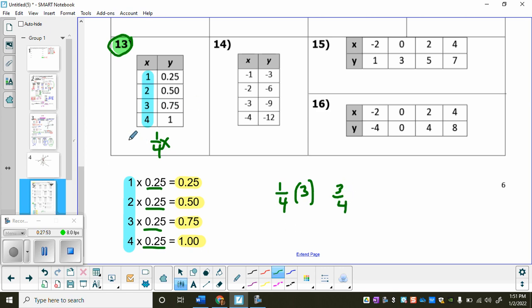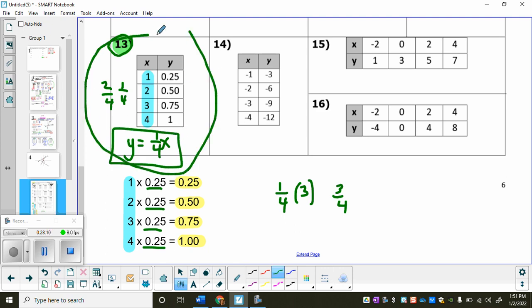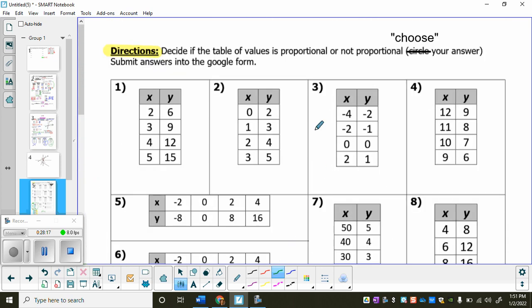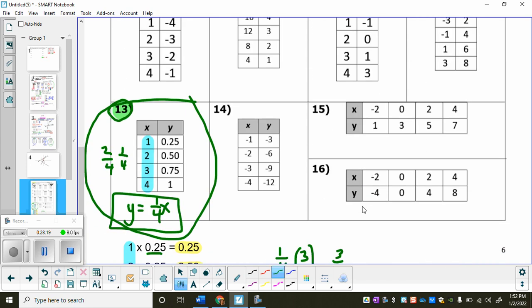Okay, so for this one, anytime we're dividing, like divide by 4, 3 divided by 4, 2 divided by 4 is 0.5, 1 divided by 4 is 0.25. So there's the 1/4 x, and yes, this one is definitely proportional. All right. So at this time, you're just going to identify for these other ones if you think it's proportional or not, and you'll fill out a Google form.